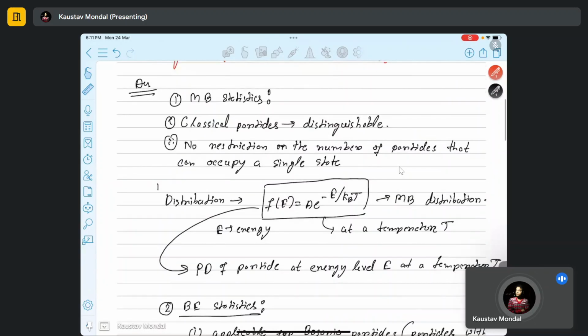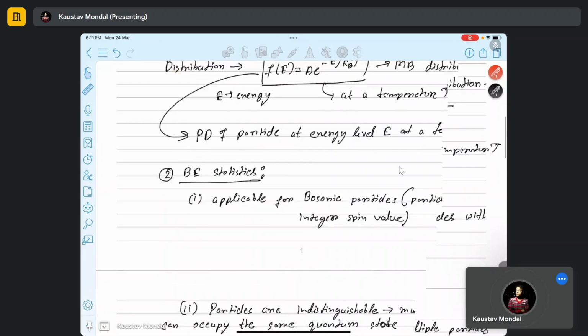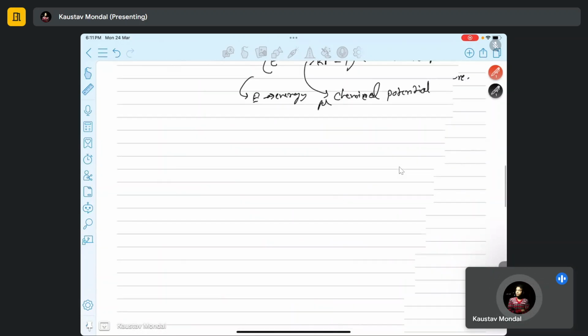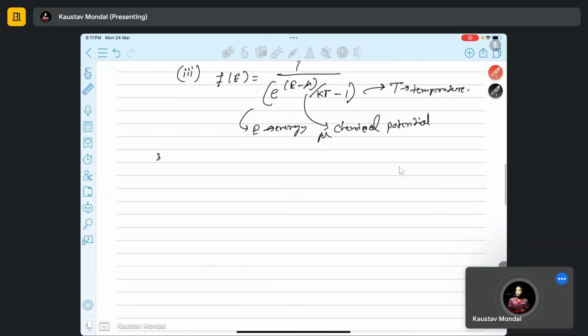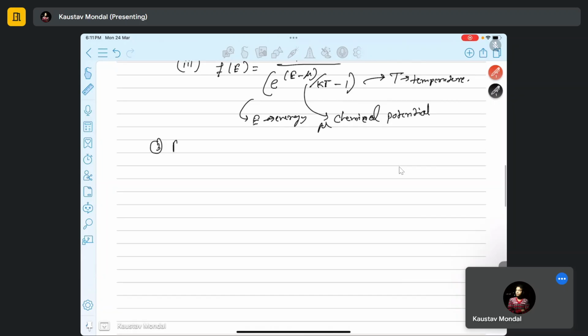I hope all of you understood this type, this type, and lastly there is this type: Fermi-Dirac statistics. Okay.